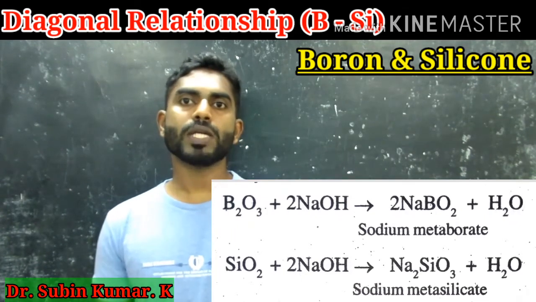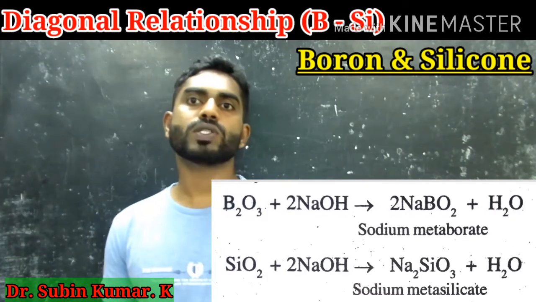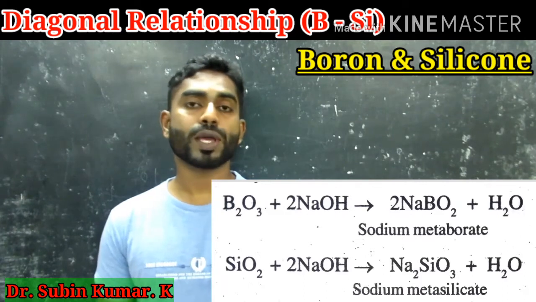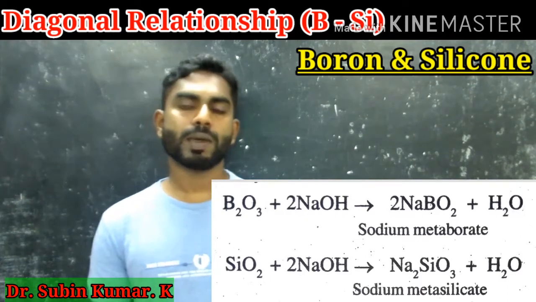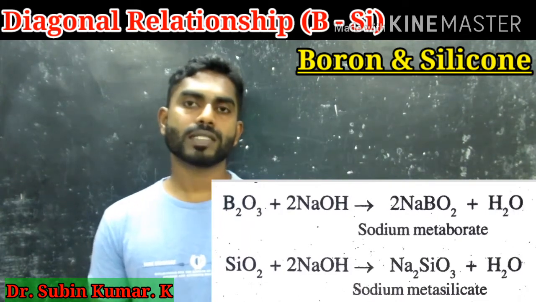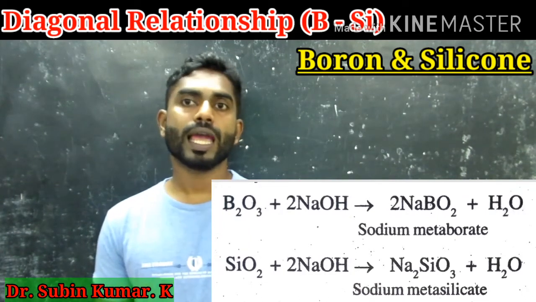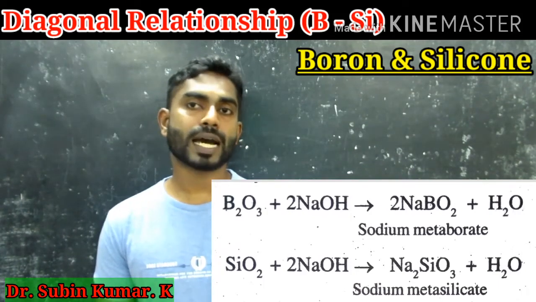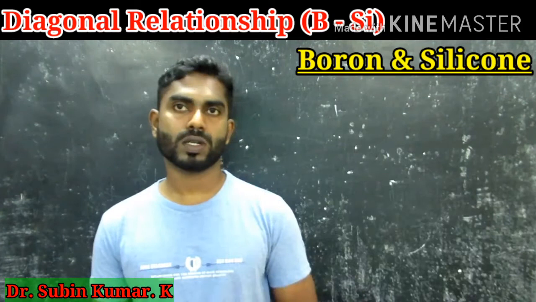The reaction of B2O3 plus 2NaOH gives 2NaBO2 plus H2O. That means NaBO2 is sodium metaborate. For SiO2, in the presence of NaOH, SiO2 plus 2NaOH gives Na2SiO3 plus H2O. That means sodium metasilicate.